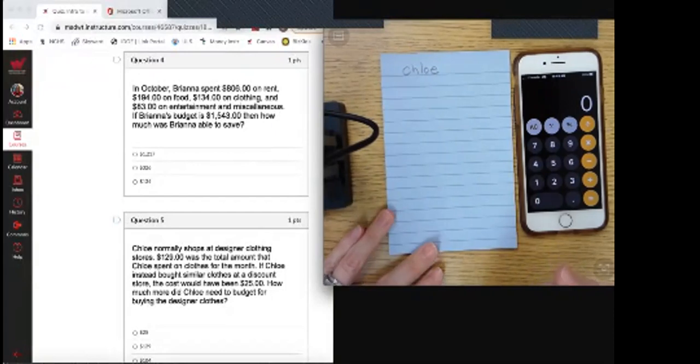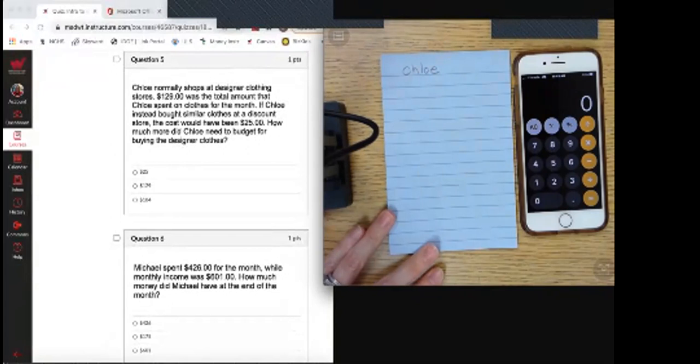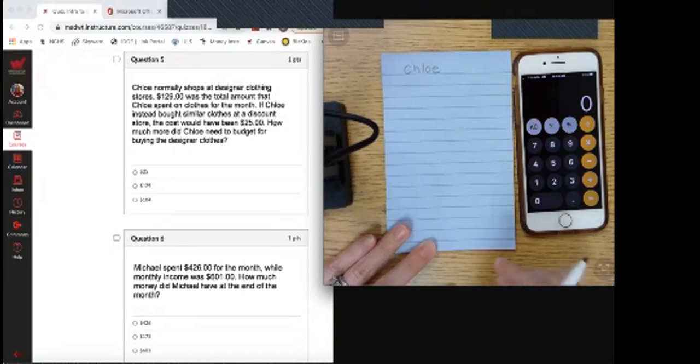Chloe normally shops at designer clothing stores. $129 was the total amount that Chloe spent on clothes for the month. If Chloe instead bought similar clothes at a discount store, the cost would have been $25. How much more did Chloe need to budget for buying the designer clothes?